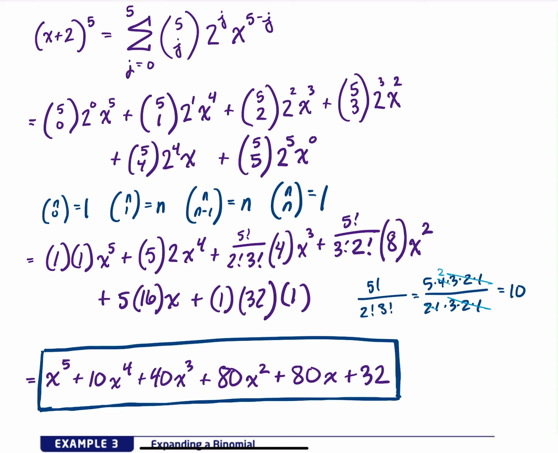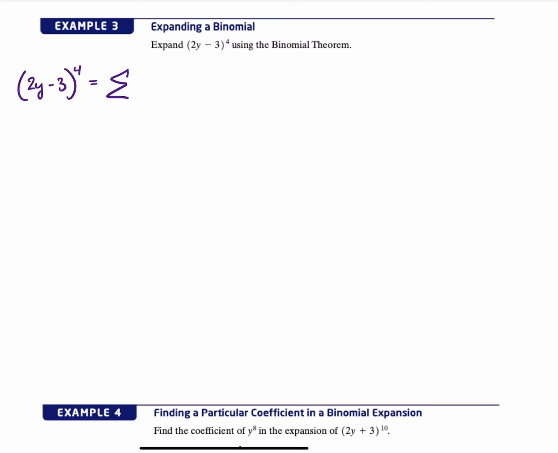So let's look at another example to get more practice. Look at example 3. This time we want to do 2y minus 3 to the 4th power. So using our binomial theorem summation notation, this would be j going from 0 to 4 of negative 3 to the j power times 2y to the 4 minus j power.